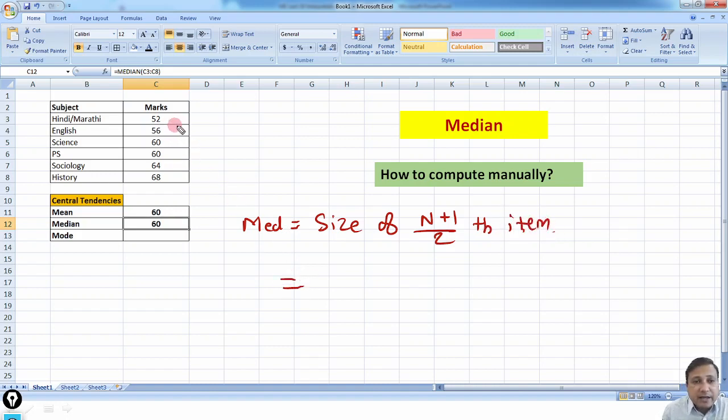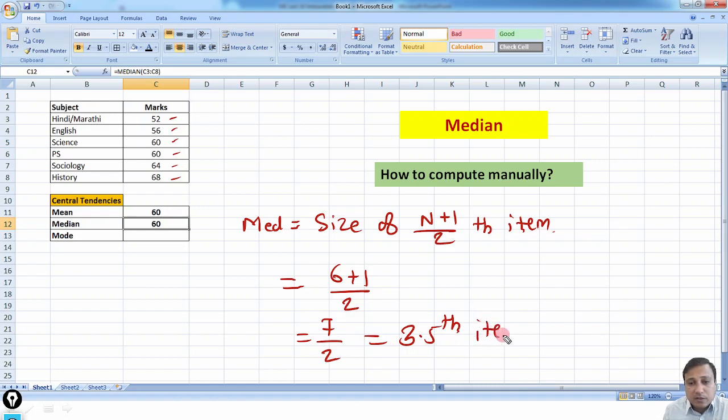Then what is n? n is the number of observations: 1, 2, 3, 4, 5 and 6. So 6 plus 1 divided by 2 is equal to 7 divided by 2, which is equal to the 3.5th item. Now here is the 3.5th item. Fine. So here is 1, 2 and 3. 3.5 comes here in between these two numbers, but these are discrete values, so 60 and 60, there is no difference between the third and fourth value, so it comes 60.